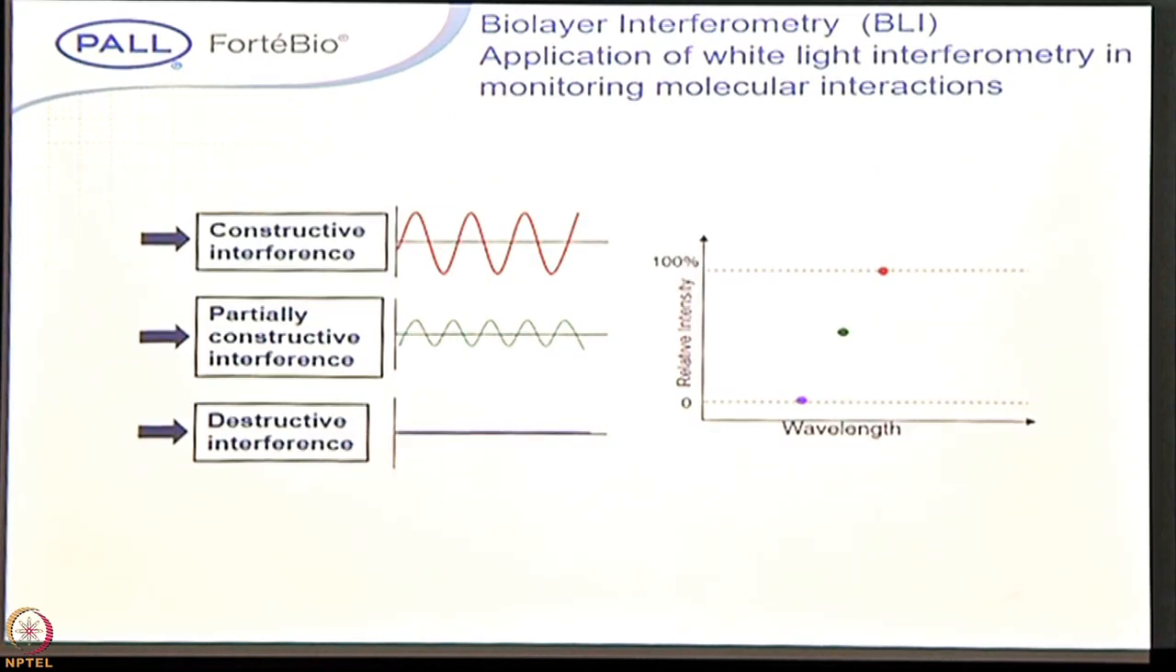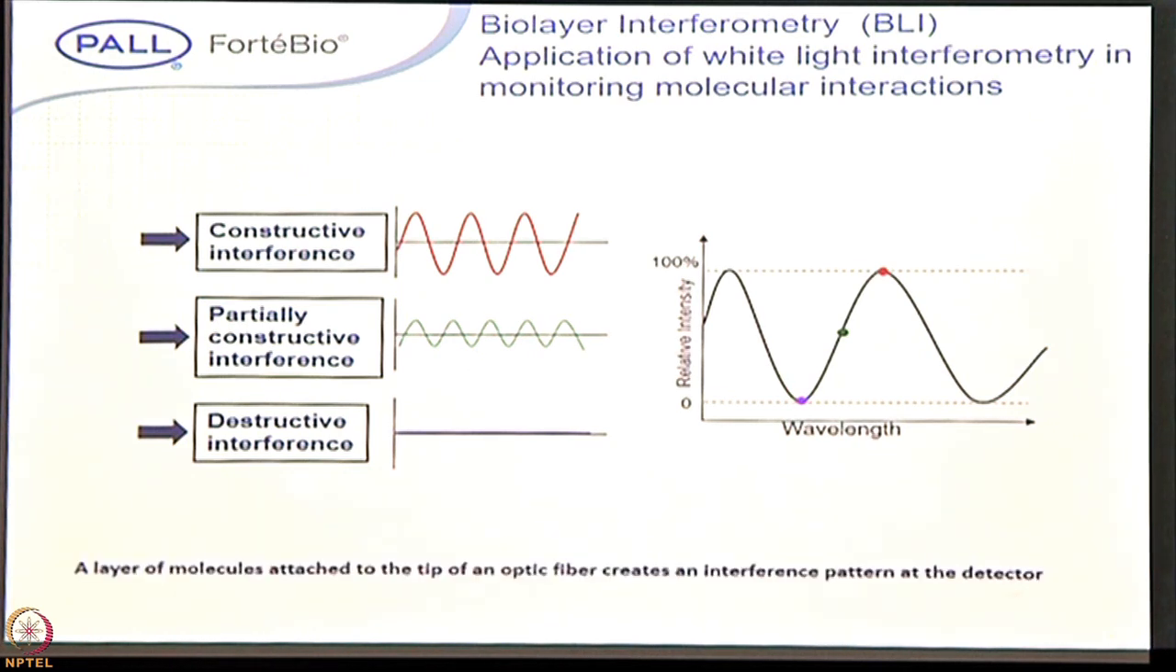This is what we plot, relative intensity versus the wavelength. Where the waves get superimposed with a higher amplitude, you can see the amplitude increased. Where they are partially superimposed, you can see this kind of pattern, and where there is destructive interference, the signal gets completely canceled.